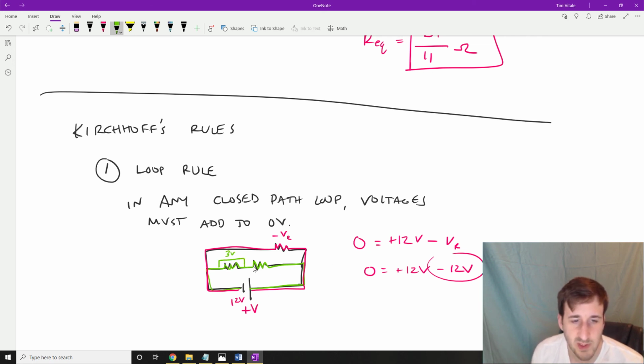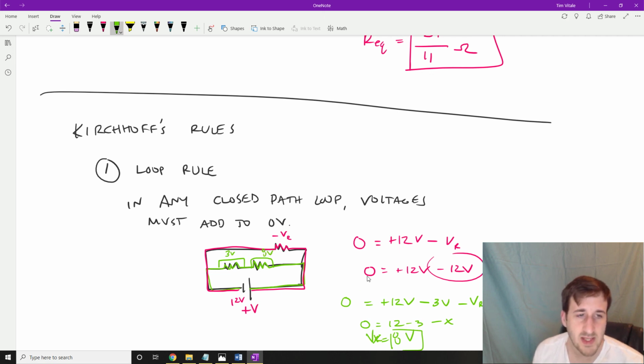If we do the green one, let's say that we know that the voltage across this one is 3 volts. What's the voltage across this one? Well, the sum has to be 0. Positive 12 across the battery, negative 3 across that one. So then what is the voltage across that last resistor? Well, 0 is equal to 12 minus 3 minus x. What is x? X is going to be 8, right? Where x is basically just the voltage VR, I should call it. So 8 volts. All right, so that's what the loop rule says.